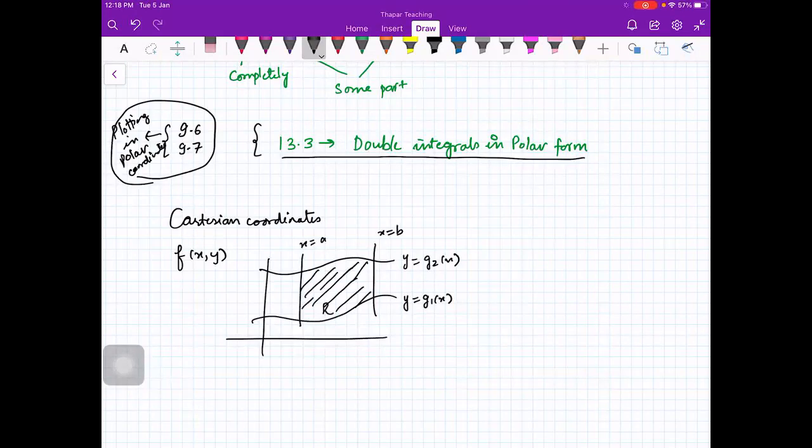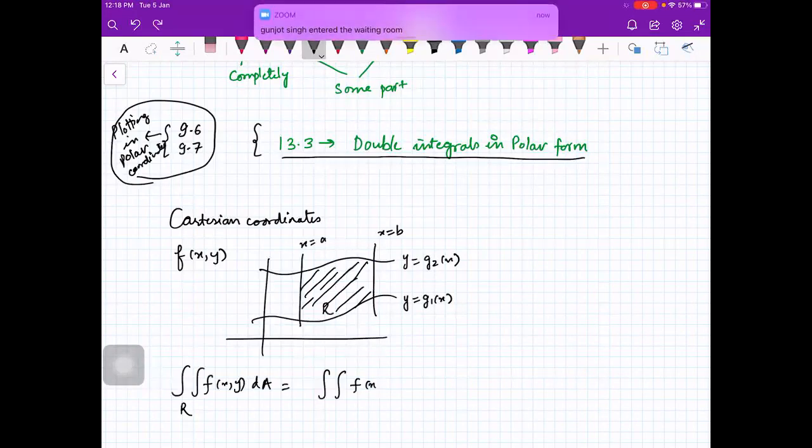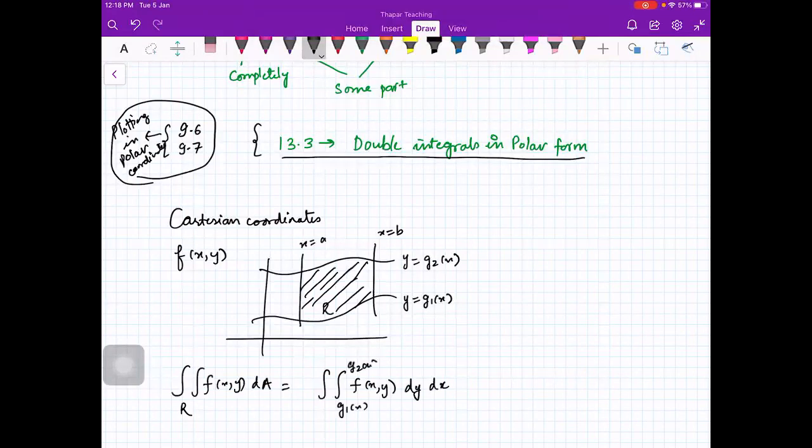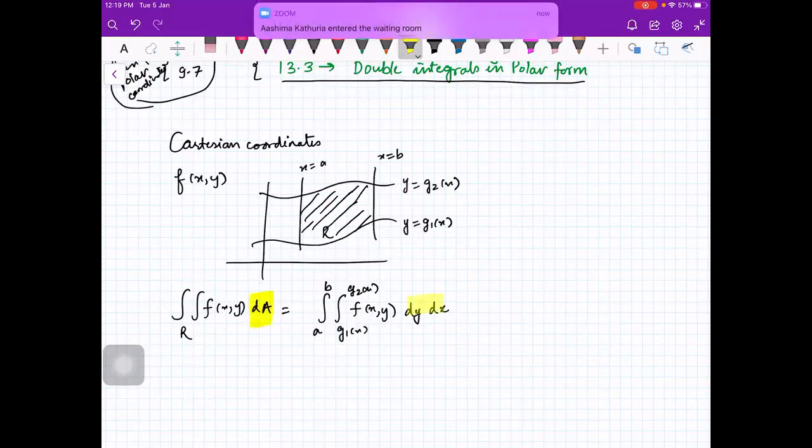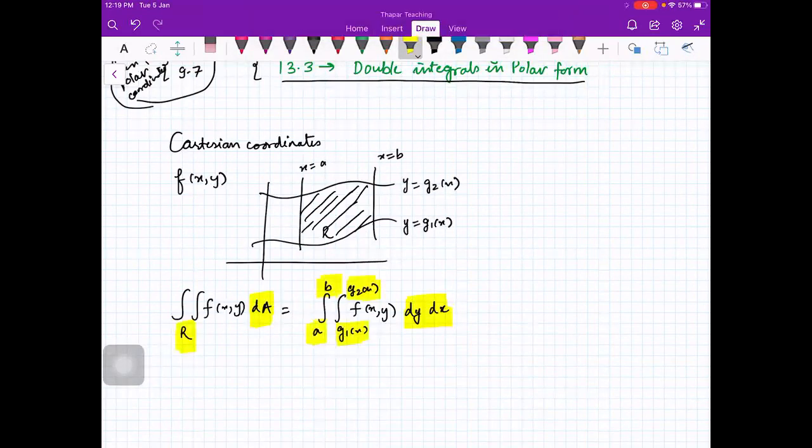If this is your region of integration, then the integral of f(x,y) dA over R is equal to the integral of f(x,y), where first you integrate with respect to y, from g1(x) to g2(x), and then with respect to x, from a to b. Is this clear to everybody? Note carefully, you have replaced dA with dx dy, and you have replaced your region R with the limits of integration. Is that clear to everybody?